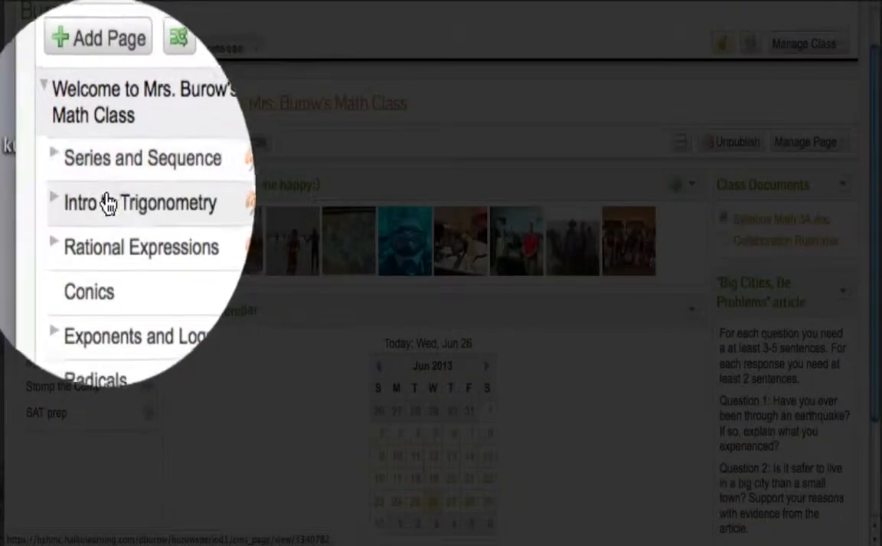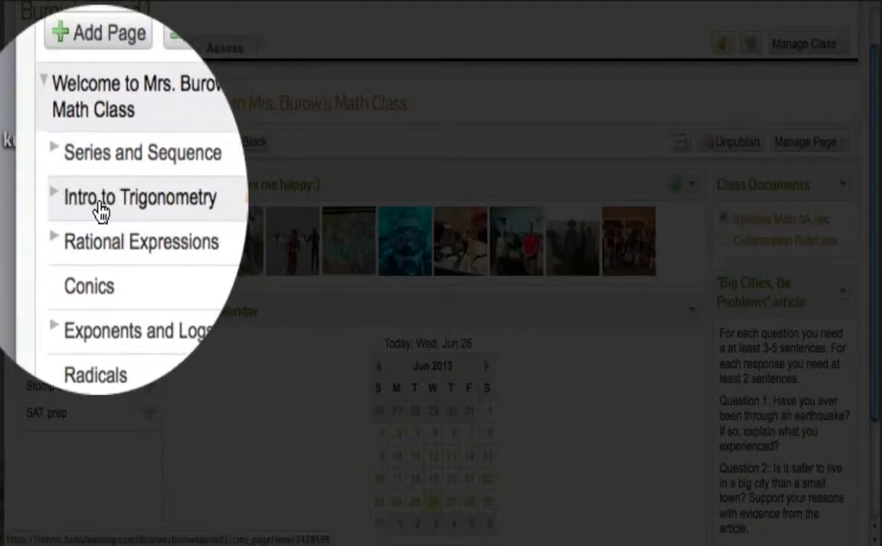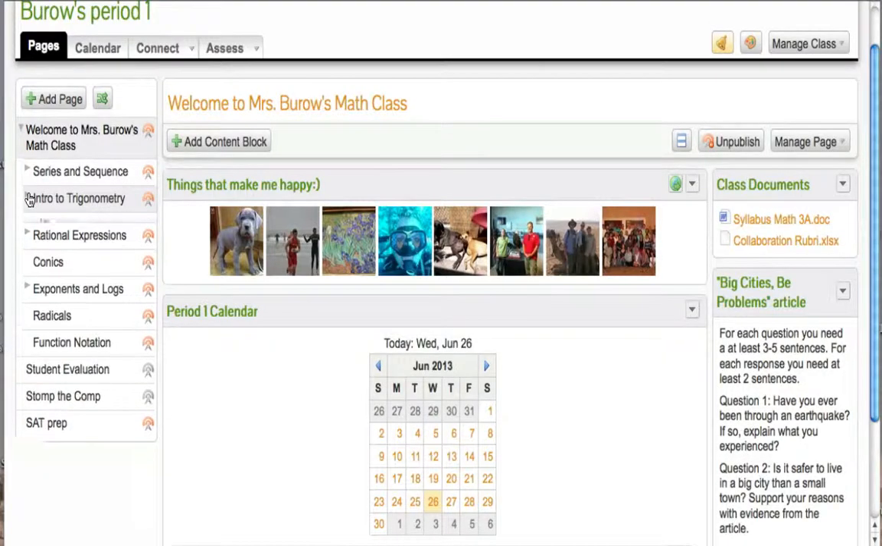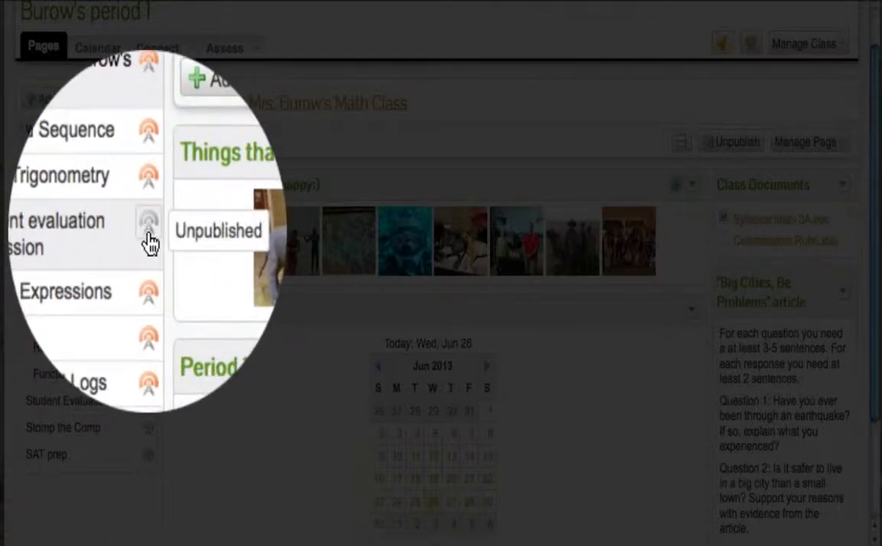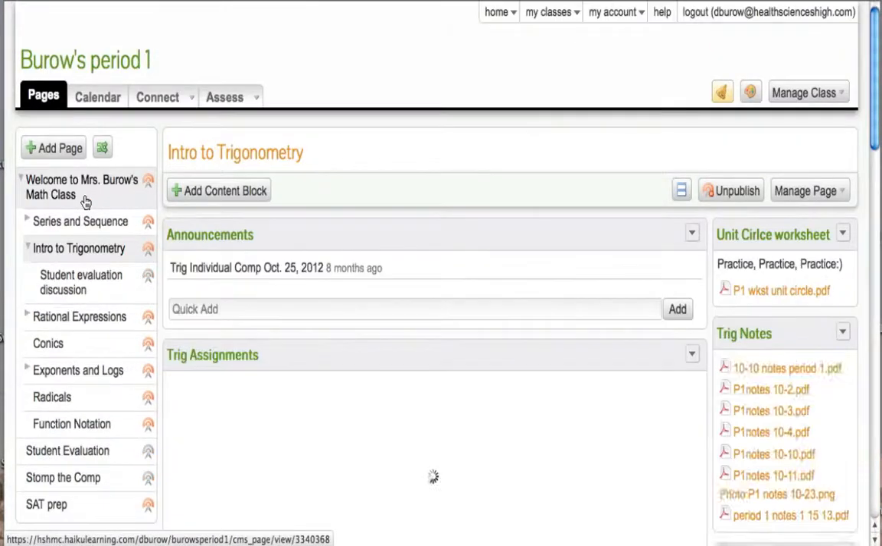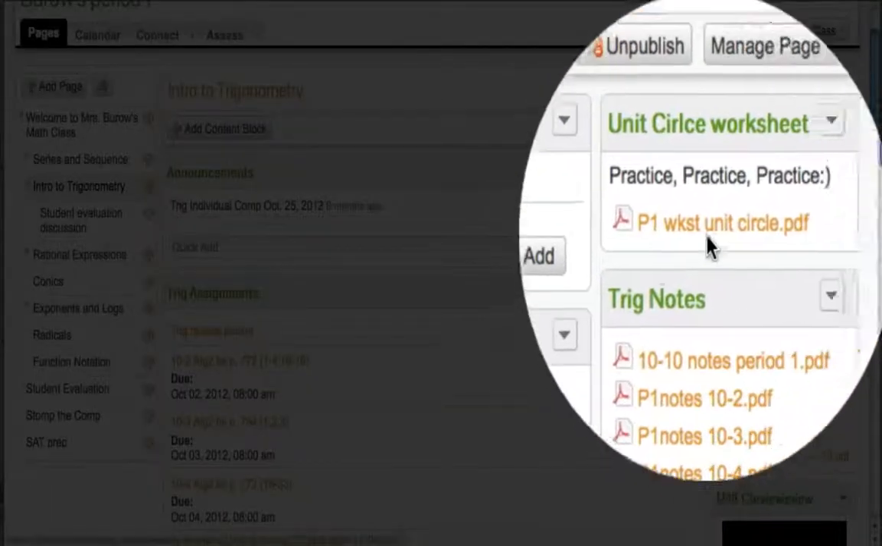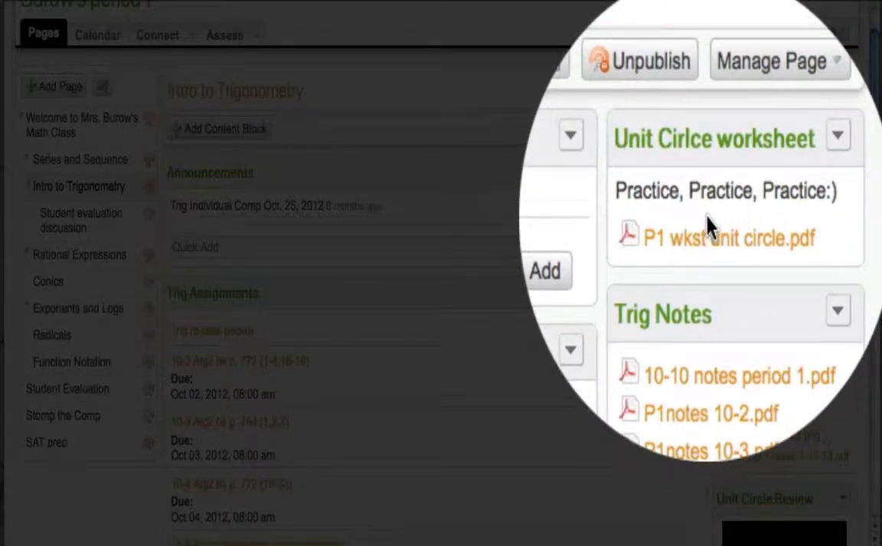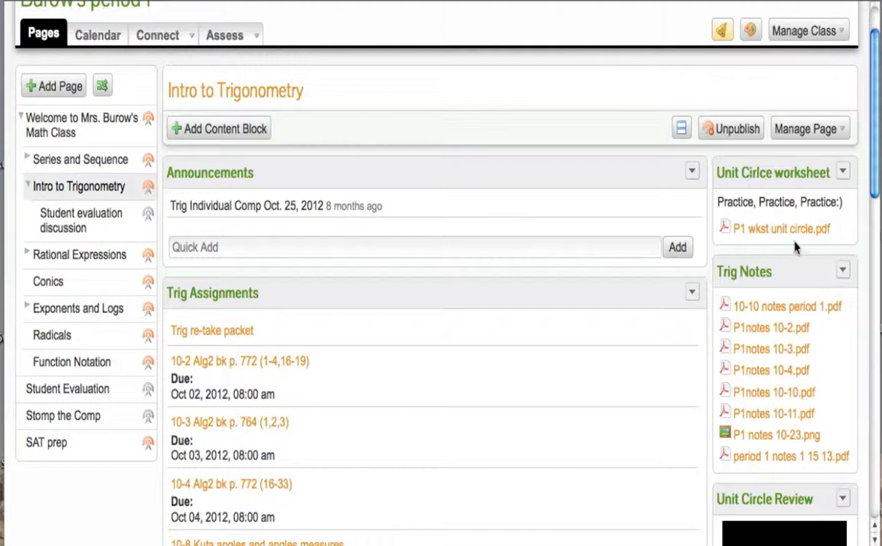These are all units, so I have them categorized as units. So when it has this little arrow, my student evaluation discussion is here, but right here, it's not published. So you can also put stuff under a unit that the kids can't see. So let me take you to my trig unit. I put a unit circle here. They had to do quizzes on the unit circle, so I attached one here so that they could practice.